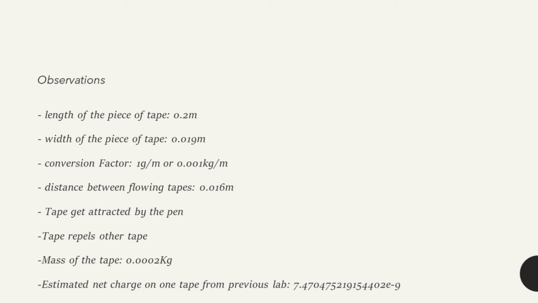These are my observations from the first lab. The length of the piece of tape was 0.2 meters. The width of the piece of tape was 0.019 meters. The conversion factor was 1 gram per meter of tape. The distance between the floating tapes was 0.016 meters. The tape got attracted by the pen and the tapes repel each other. The mass of the tape was about 0.0002 kilograms, and the estimated net charge on the tape from the previous lab is shown on the slide.